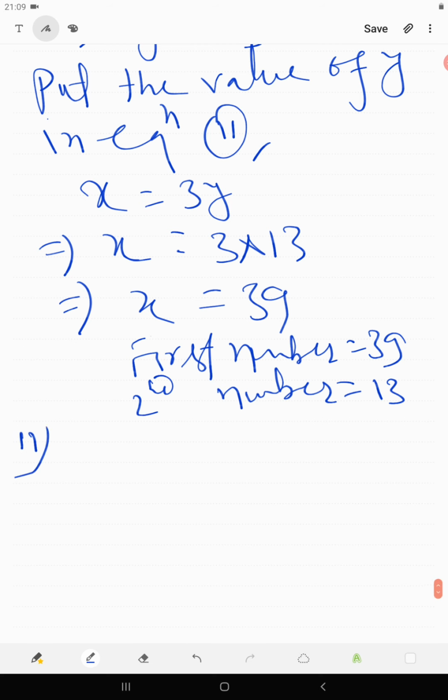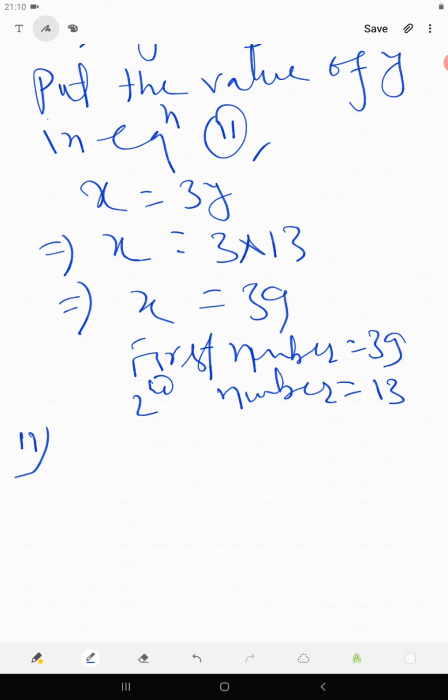Now let's move to the second problem. The larger of two supplementary angles exceeds the smaller by 18 degrees. So there are supplementary angles. What is a supplementary angle? You might have learnt about it in geometry. There are complementary angles and supplementary angles. If two angles are complementary, then their sum should be 90. And if they are supplementary, then their sum should be 180.